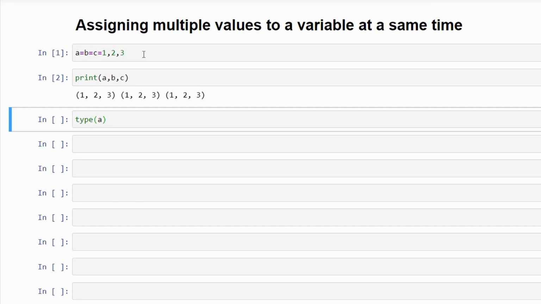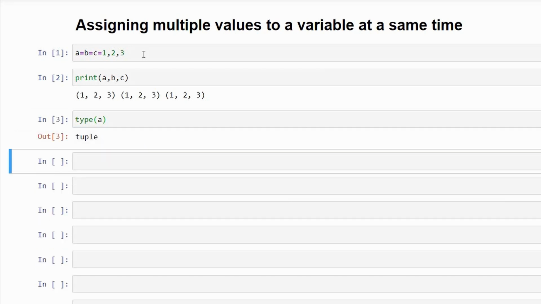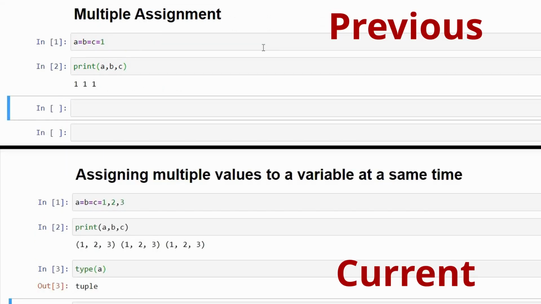Isn't it magic? If we check the type of values stored in each of the variables using type function, we will get a tuple. Let us compare it with the previous concept. In the previous example, we only had one value on the right hand side, while in this example, we have three values on the right hand side. This caused the difference in behavior in Python.